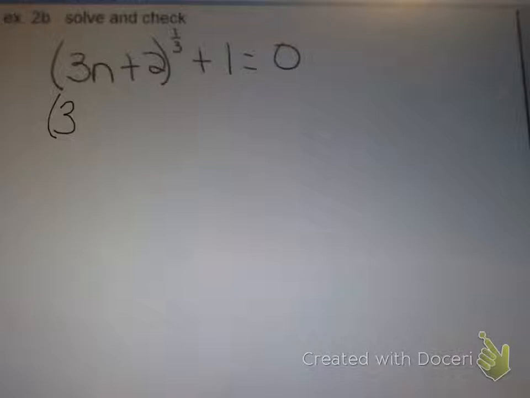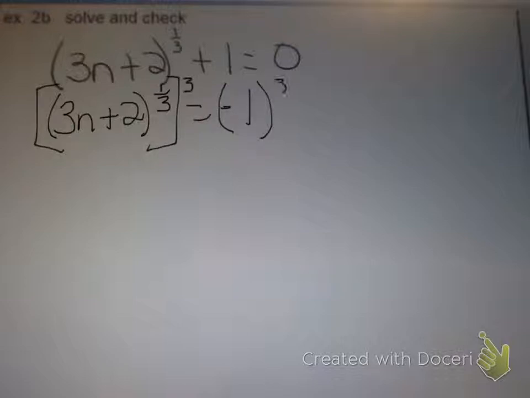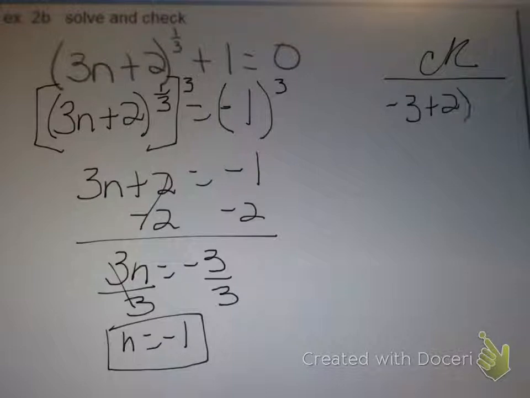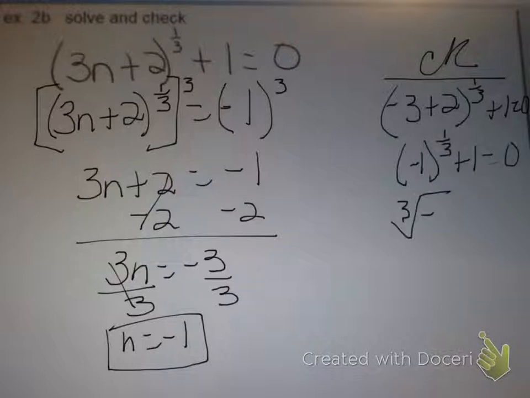Okay, our goal is to get the exponential by itself, so we have to subtract 1 on both sides. Then we have to cube everything. And then we solve for n. And we get -1. Now we have to check it. And it checks, so we're good.